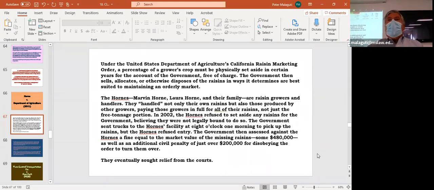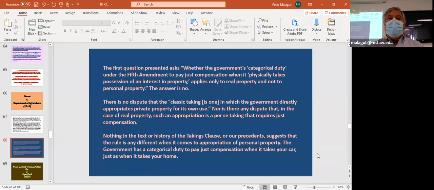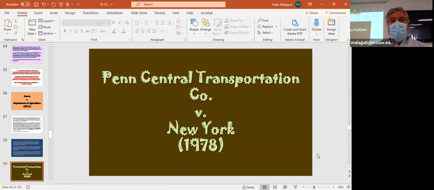Yeah, but this is personal property. Raisins are crops, they're goods. They're not real estate. The takings clause does not apply. The court says, we've never ruled that the takings clause does not apply to personal property. There's nothing in the takings clause that says it doesn't apply to personal property. And so we think it applies to personal property. So there's a categorical duty to pay just compensation if you're going to take these raisins. It should be the government paying the $480,000 for the raisins, rather than the Horns giving the raisins over for nothing. Okay.